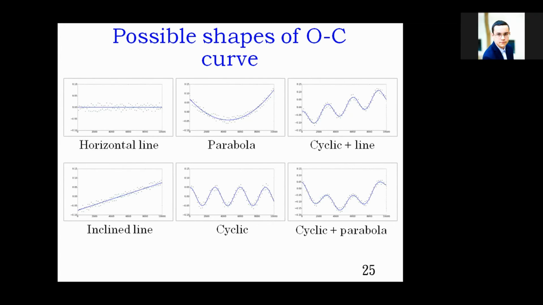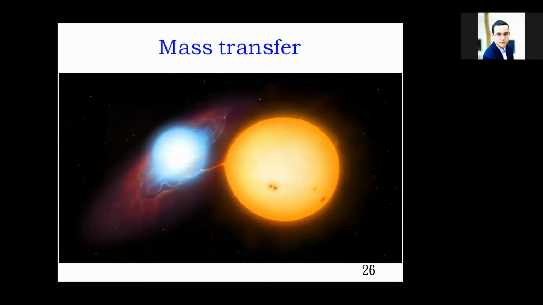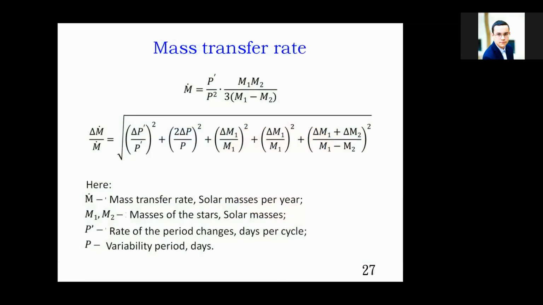An inclined line means that there is an error in the period value. A parabola means that the period either increases or decreases. Cyclic variations mean that the period changes cyclically. Also, it could be a cyclic and linear, or cyclic and parabolic combination. A parabolic shape of the O-C curve means that there is a mass transfer in the system. And we computed the rate of the mass transfer and, of course, the error, if possible.